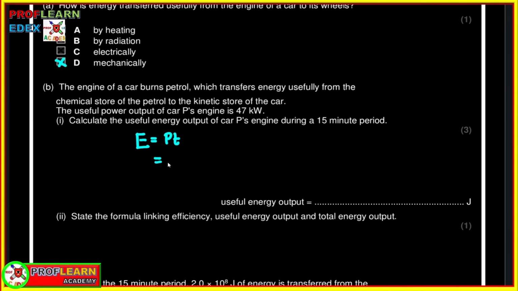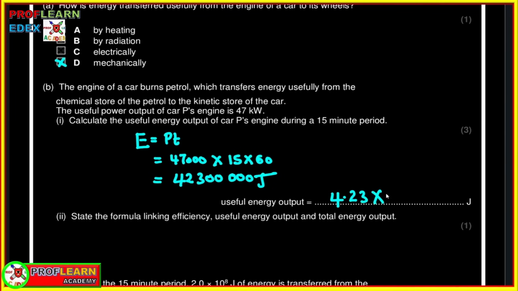So we're going to multiply the power. Remember, it's 47 kilowatts, and in physics K means 1000, so it has to be 47,000. You don't forget that. And we are given time in minutes, so it has to be converted to seconds, so that we can work out our answer. In standard form, we can say this is 4.23 times 10 raised to power 7 joules of useful energy output.